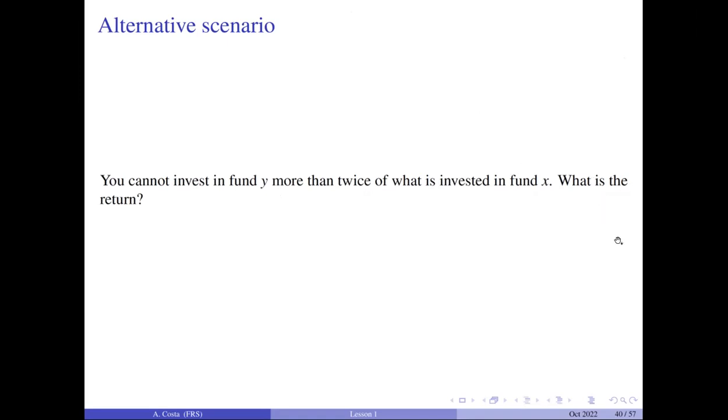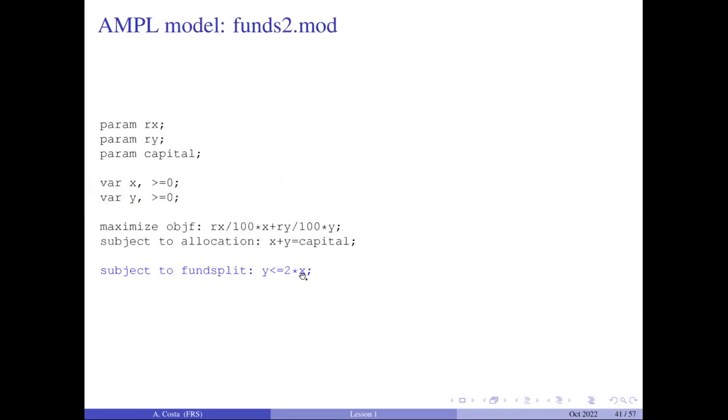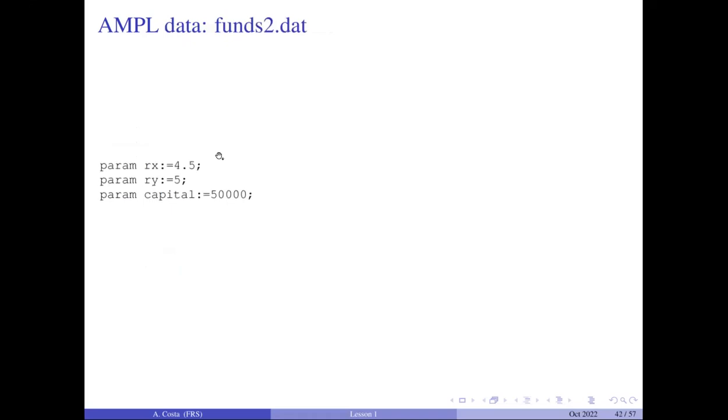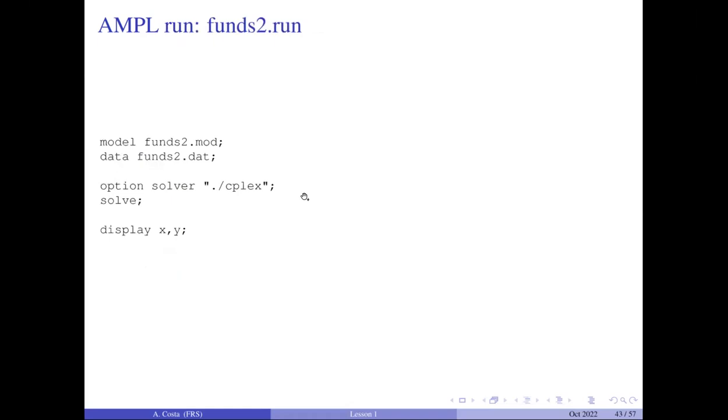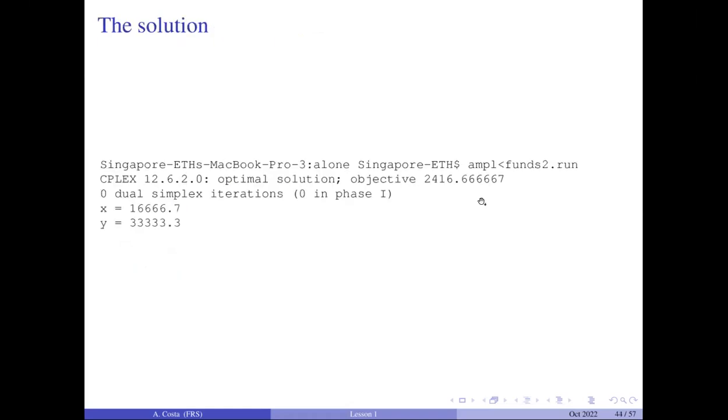Okay, well, I will show you. This is how we can write it. Very simple. We add this subject to, I call it fund split, but again, the name is up to you. And we just write that y is less than or equal to twice x. So if we solve the problem now, what will be the solution? Definitely it cannot be as before. So the data file is the same, in the model file only the blue line is different, the run file is the same, but the solution now is different.